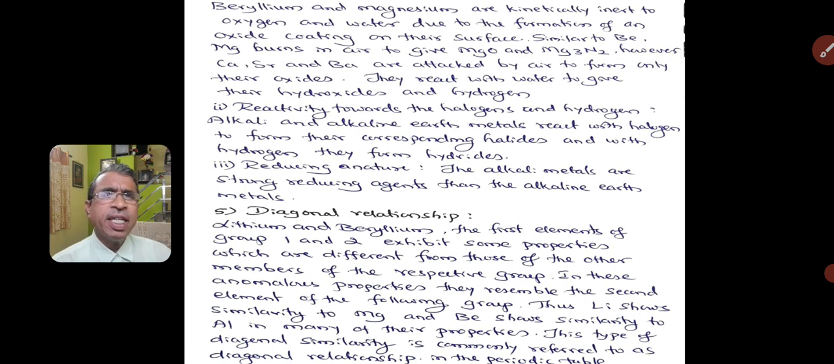Coming to the reactivity towards halogens and hydrogen. Alkali and alkaline earth metals react with halogens to form their corresponding halides, and with hydrogen they form hydrides.